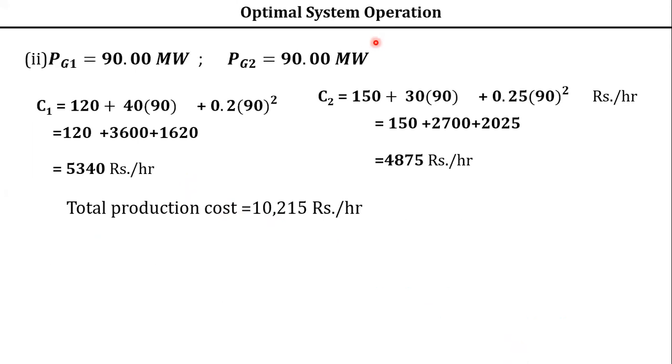Okay, 10,214. Okay, fine. Now here it is 10,215. So what is the difference here between these two total production costs? The difference between these two costs is 0.56.